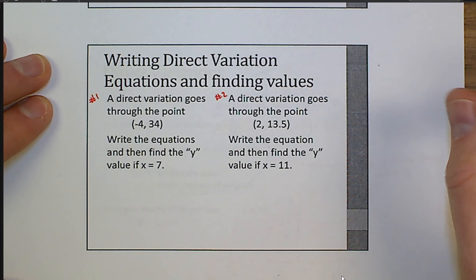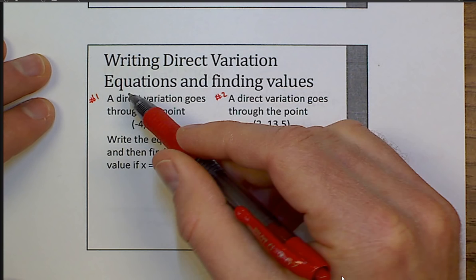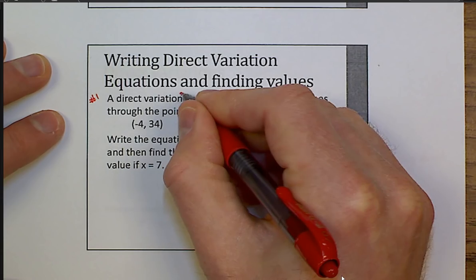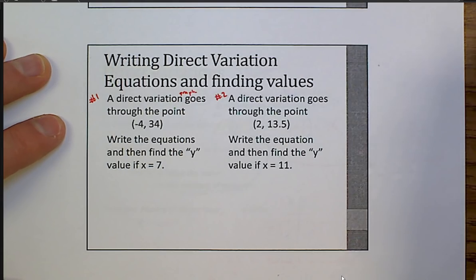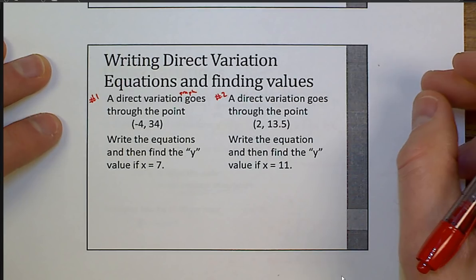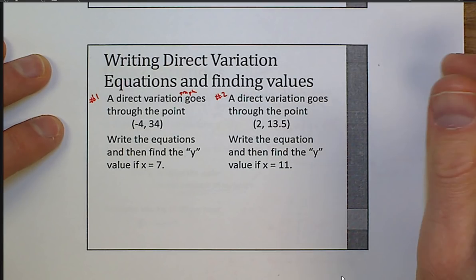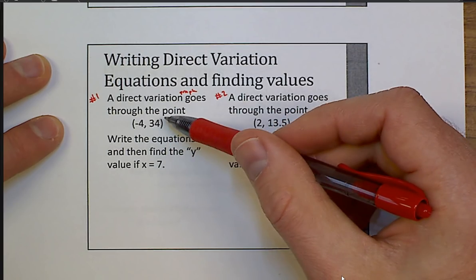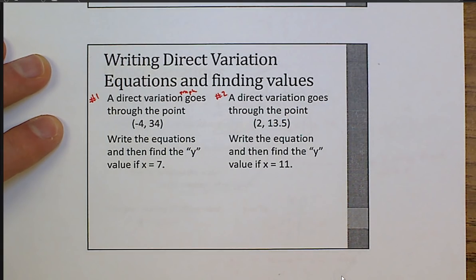All right, so it says a direct variation graph goes through the point -4 and 34. Write the equation and then find the y value if x is equal to 7. So what they're asking us to do is come up with the equation of a line that goes through this point, all right? So how could we do that?